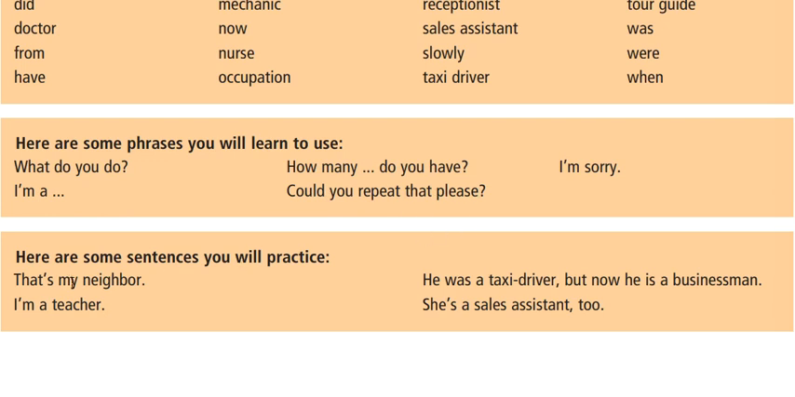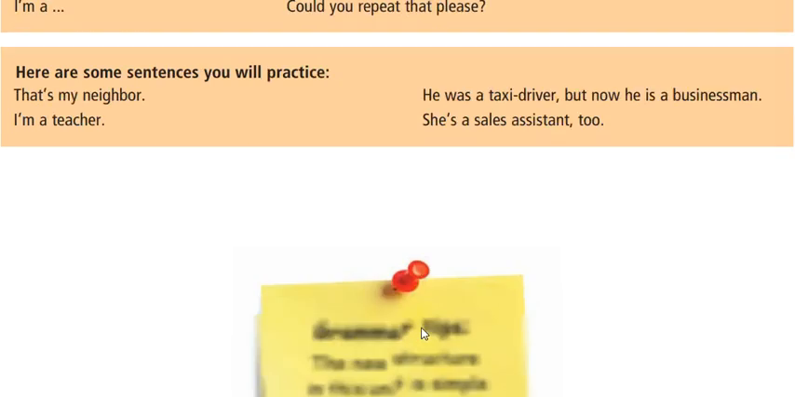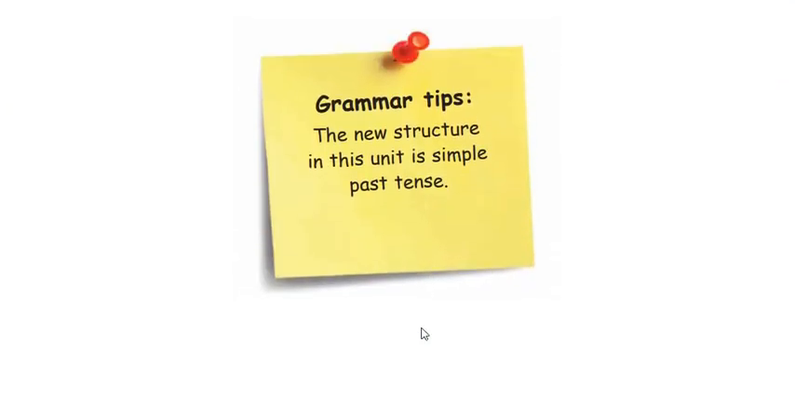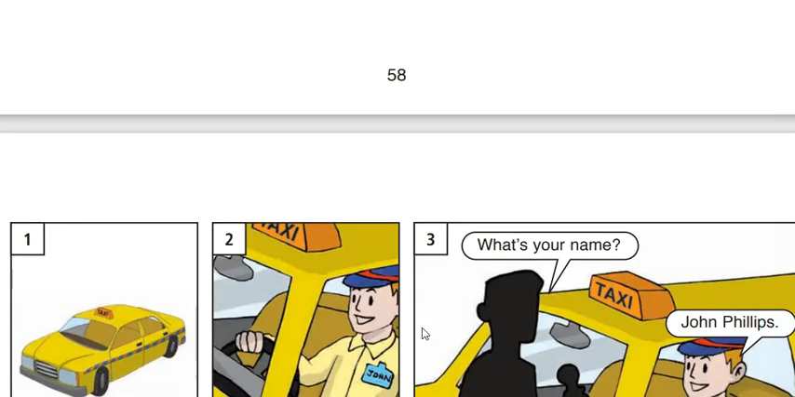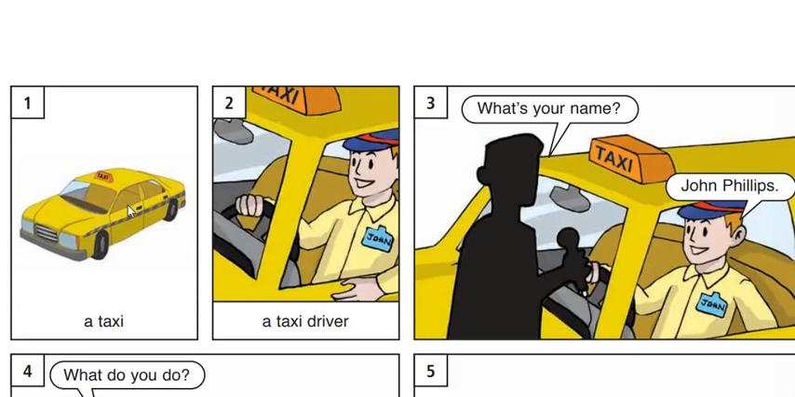Okay. Here are some sentences you will practice. That's my neighbor. I'm a teacher. He was a taxi driver, but now he's a businessman. She's a sales assistant too. Grammar tips: past simple. Okay, simple past tense. A taxi driver.